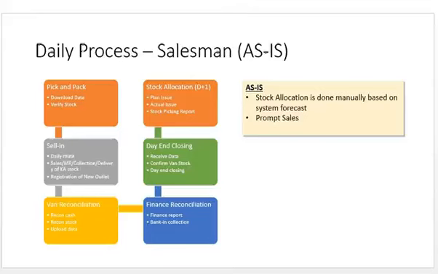For the as-is, we are only looking at one cycle. It's all happening within a day, from morning until evening. The first one is pick and pack. What it means is, in the morning, when the salesmen come to the warehouse, the place where they pick up their stock, the stock is ready on the pallet, already arranged by the storekeeper. So what they will do is load the stock into their vans.